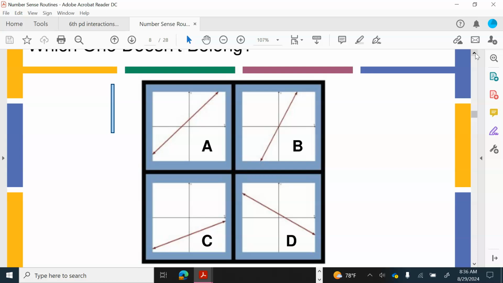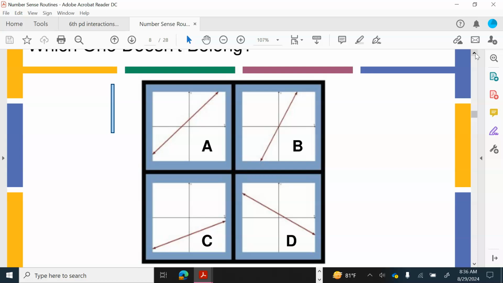What's different? Okay. So it does have a negative, there would be an x-intercept. Is there anything else? Or was anyone thinking that about the x value? No, okay. Any other reasons we might think A is different or doesn't belong?